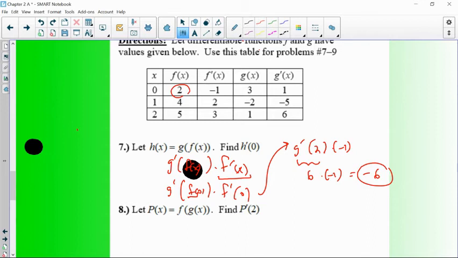Okay, I mean, you could pause the video and try 8 if you want, or follow along. Okay, so again, I might grab this dot over here. It says f of g of x. So initially, I'm going to do the outer function. So I'm going to do f prime of that thing.